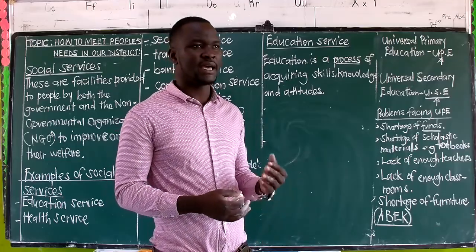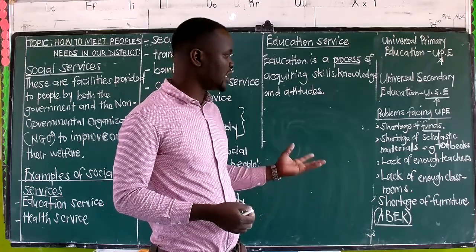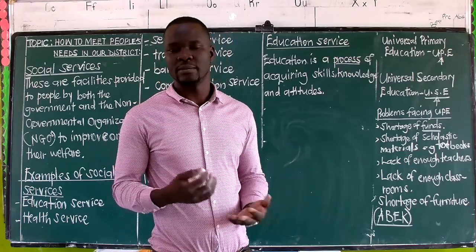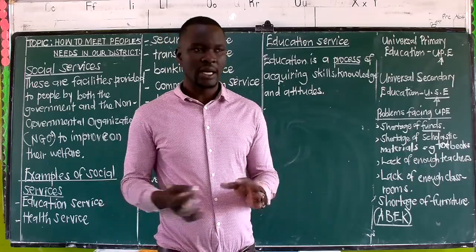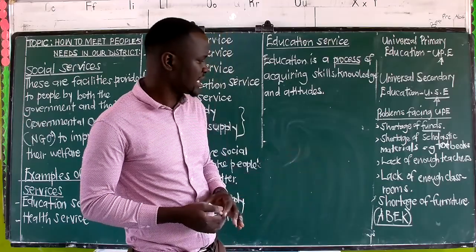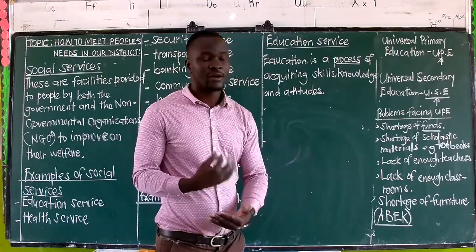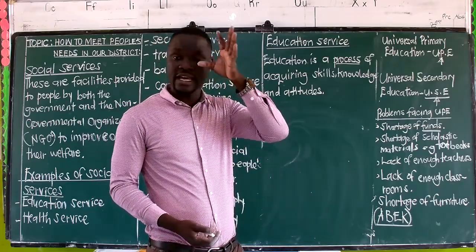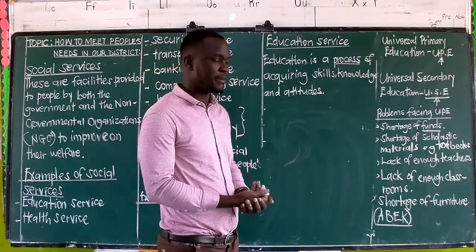We have NGOs like Build Africa. They can help to build. Then we have ADRA. They can also help to build some classrooms. Then we have other NGOs like World Vision. They can also help. So such things can come in. And then we have shortage of furniture. What should be the solution? Of course, the government should provide enough furniture for the children in those public schools.